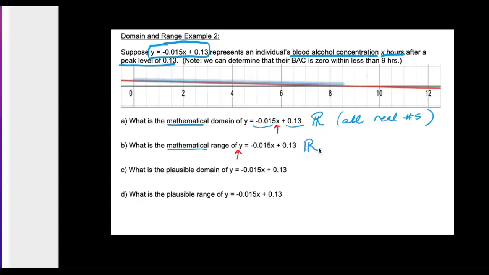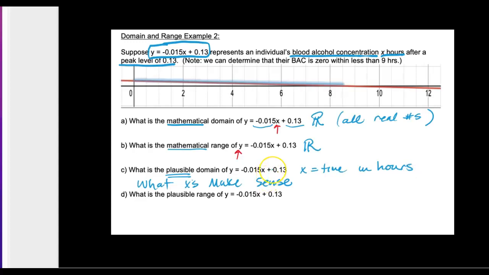Okay, so now we're going to be asked a different question. What is the plausible domain? So what x's make sense for the situation? So remember that x is time, so x equals time, in hours. So just ask yourself what times make sense.